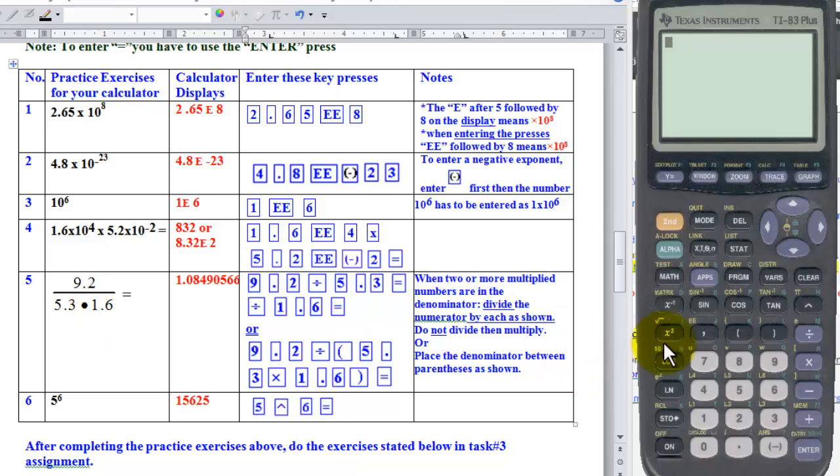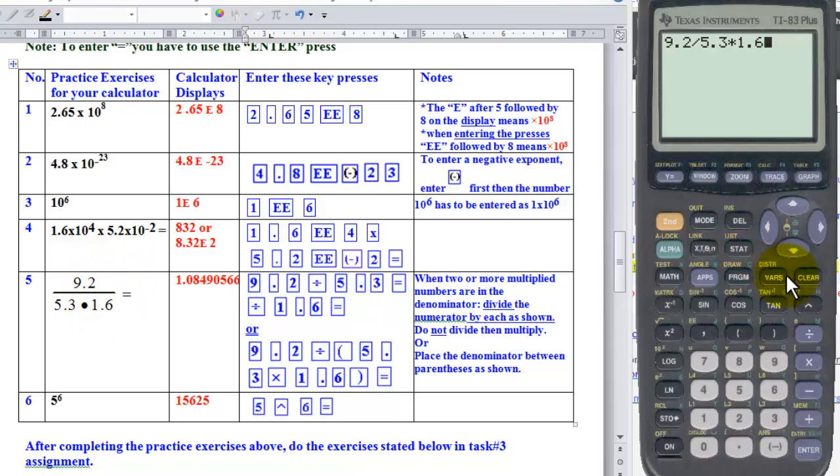Now let me show you the wrong way. The wrong way is to go 9.2, then division, then you go 5.3, and so far it's correct. It's 9.2 divided by 5.3, but many students go and multiply by 1.6. Now what's wrong here? What's wrong here is the calculator will divide 9.2 by 5.3 and then multiply the answer by 1.6. So 1.6 will be multiplied by the numerator instead of the denominator. And that's the wrong answer.